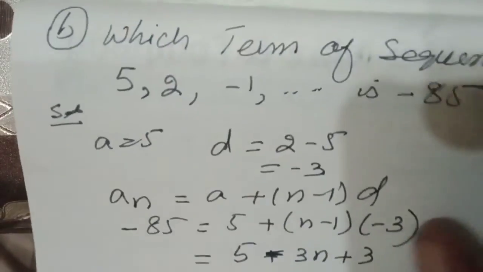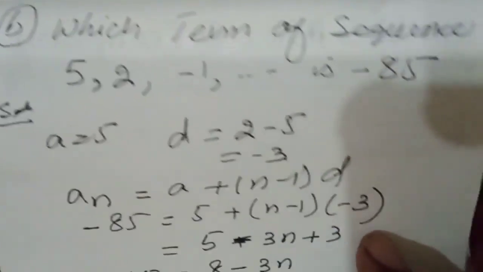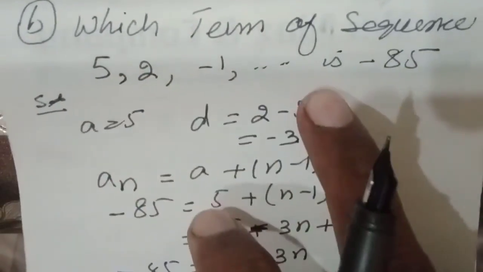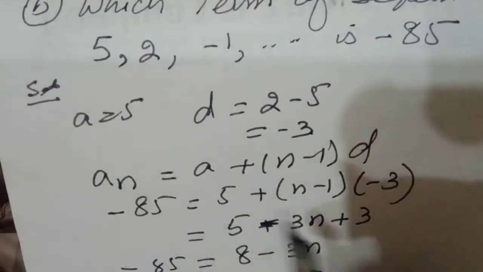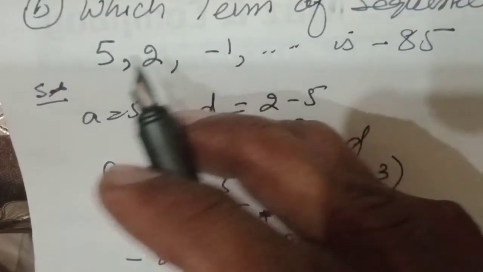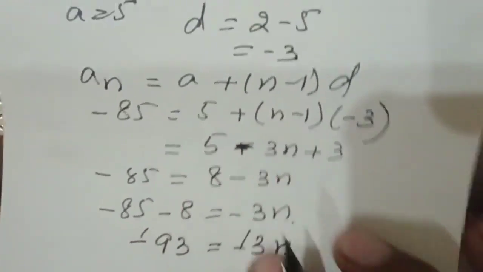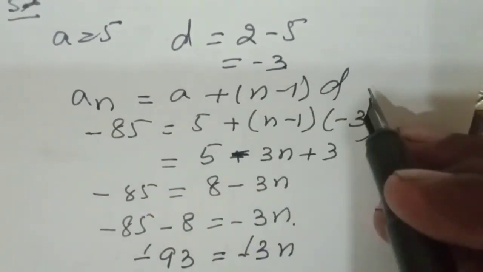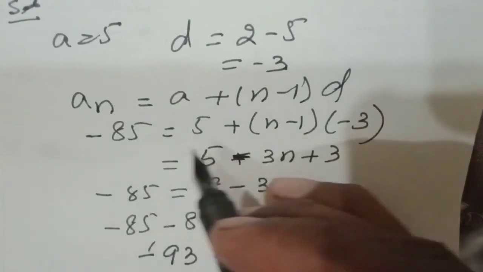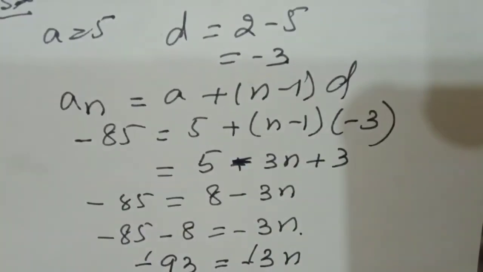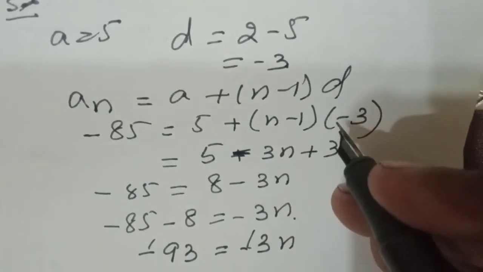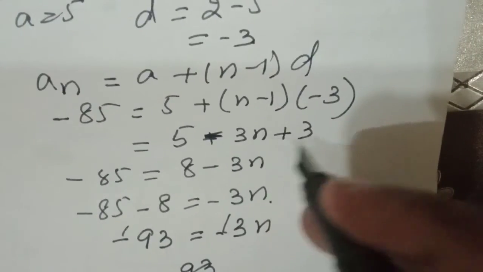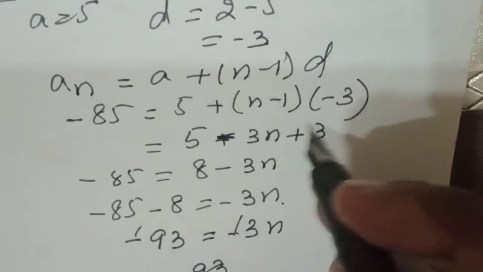Now similarly another example of the same type, B part. I will not solve the C part because they are just the same. Now here we have a given sequence and we have to find which term of this sequence is minus 85. So again a is 5, d is equal to second minus first, 2 minus minus 3. We have the nth term formula, a plus (n minus 1) d. Minus 85 is the nth term, because we want to find the position of minus 85, and n will give the position of that.